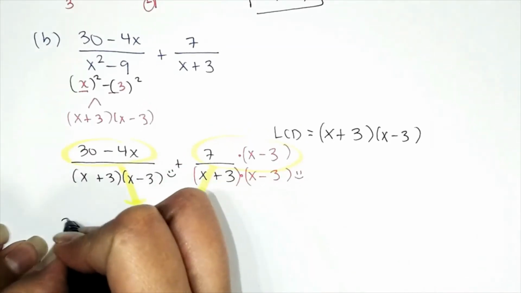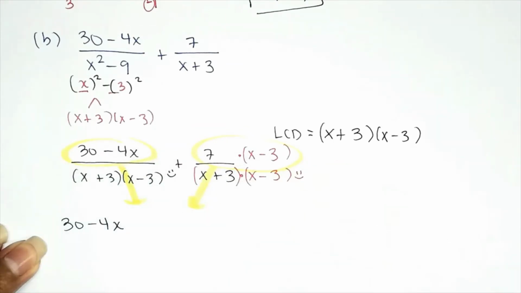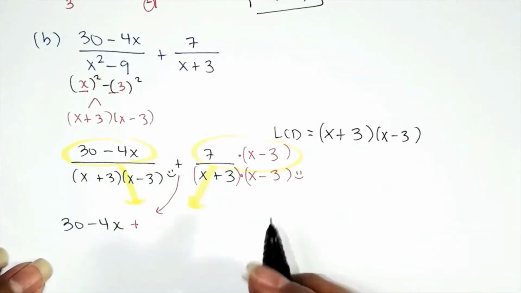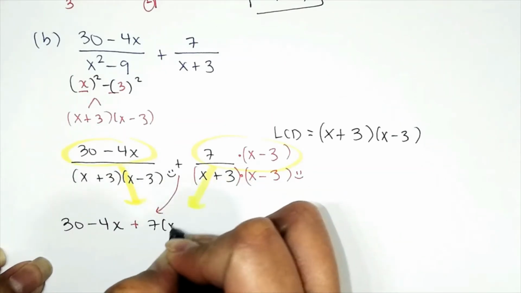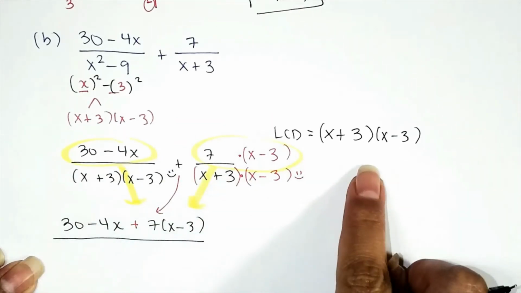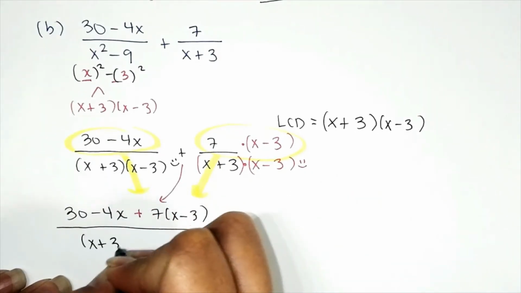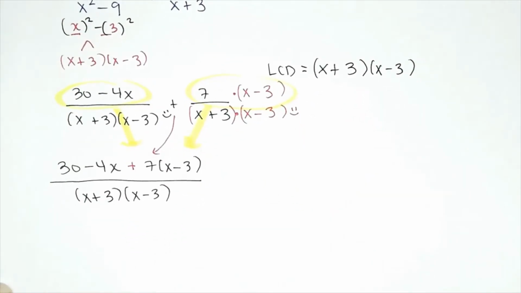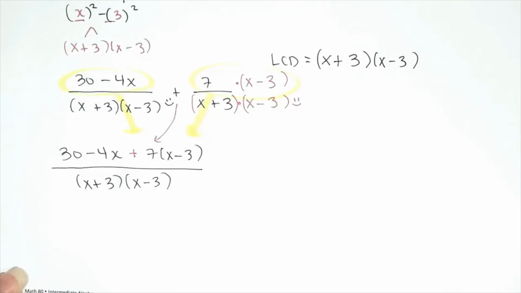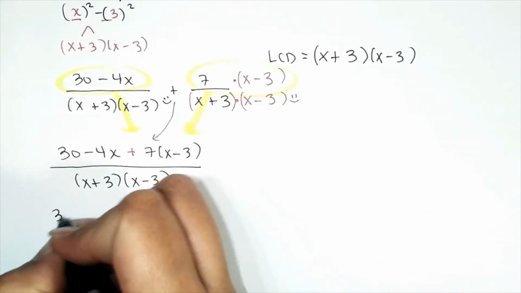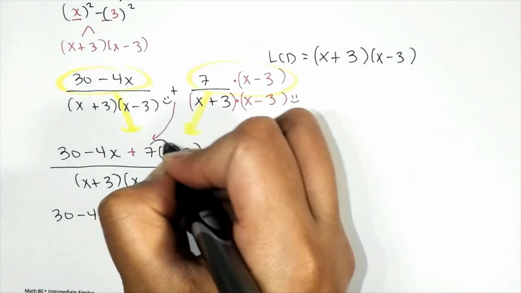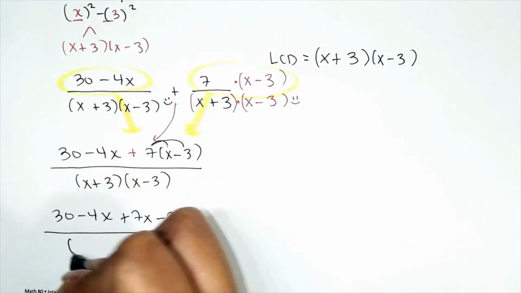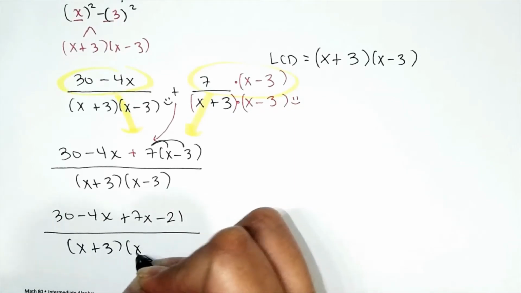So the first numerator reads 30 minus 4x, and then the operation is plus. So we are going to add to it the second numerator, which should read 7 times x minus 3. And then we're going to write that sum over the common denominator of x plus 3 times x minus 3. Fantastic. So now let's take our time and simplify the numerator and then ask ourselves, is the fraction reduced? We clear those grouping symbols by distributing the 7. The product of 7 and x is 7x, the product of 7 and negative 3 is negative 21. And we're going to write that sum over the common denominator.